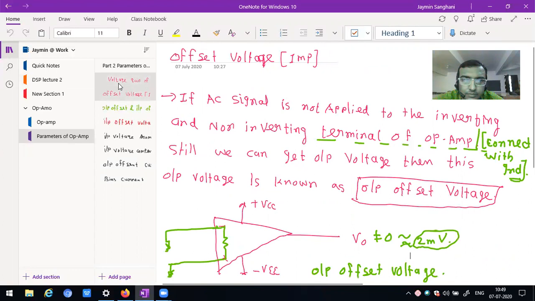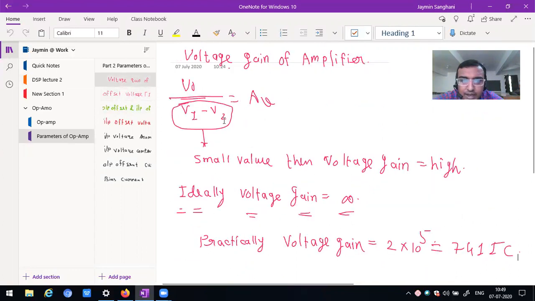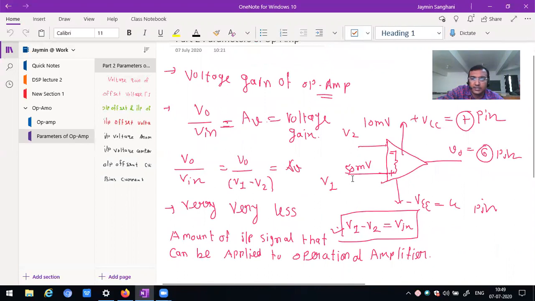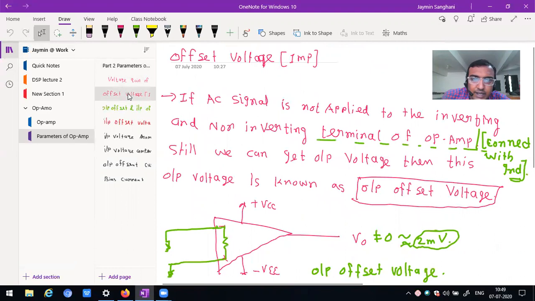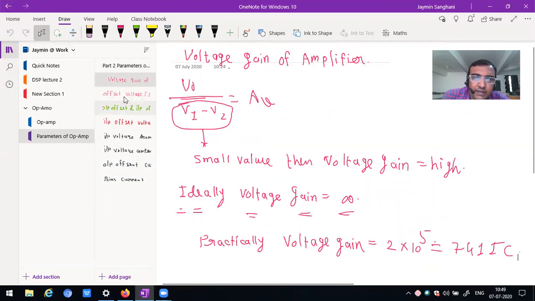See this, the input that can be applied to the differential amplifier is V1 minus V2. I have drawn the figure: here V1, here V2. See this carefully, V1 and V2 are applied to the input of the amplifier. Now V1 minus V2 is known as the differential voltage, which is very small. That's why the voltage gain of the amplifier is very high.